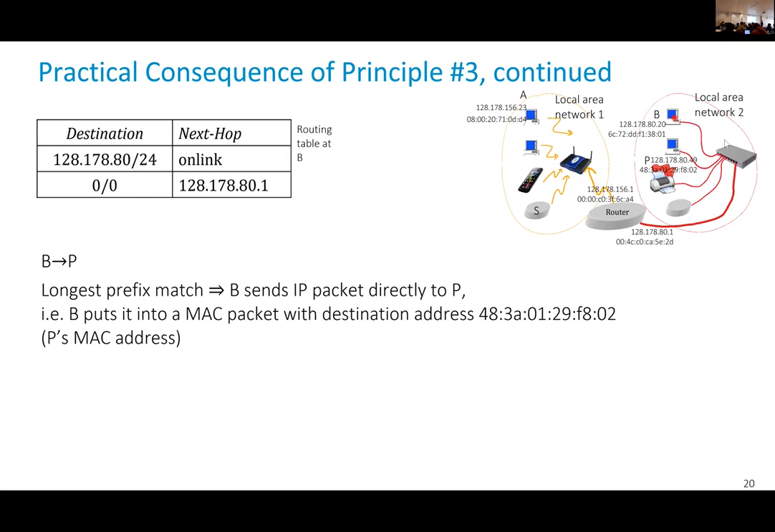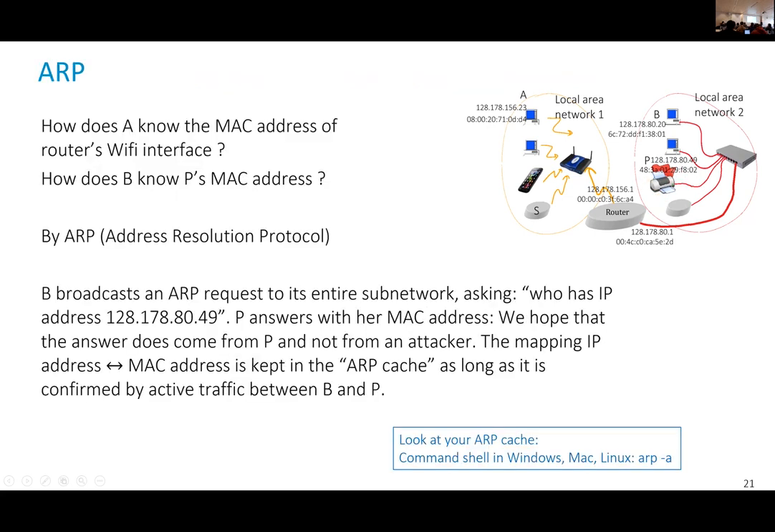Similarly, if B has a packet to send to the printer, it goes into its routing table that has been configured from its network mask and its IP address. And now there is a match with this that says it's on-link. So when B has this packet to send, it needs to find the MAC address of the printer and send it directly to the printer here.